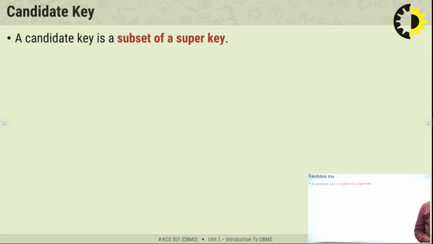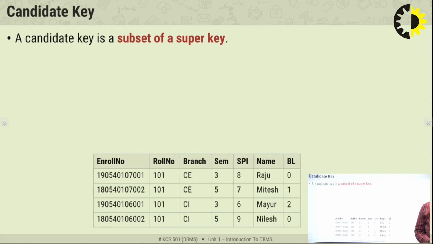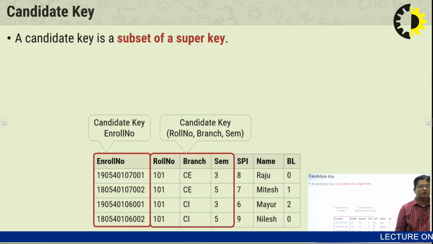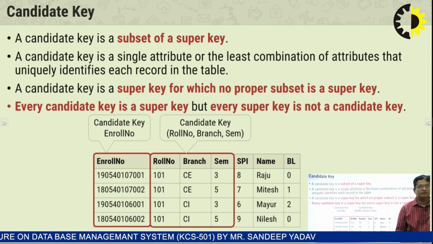So it is not possible for us to identify that. Next is the candidate key. A candidate key is a subset of a super key. It is a minimal super key such that no subset of a candidate key will uniquely identify. For example, suppose roll number is also unique and enrollment number is there, then the candidate key is enrollment number, and then roll number, branch name and semester is also a candidate key.